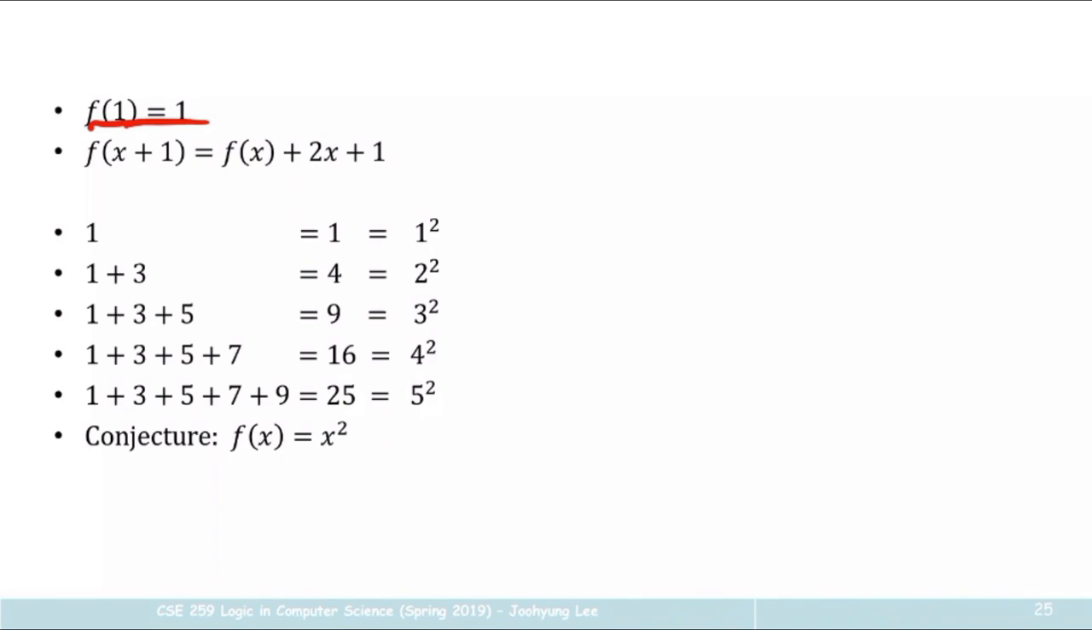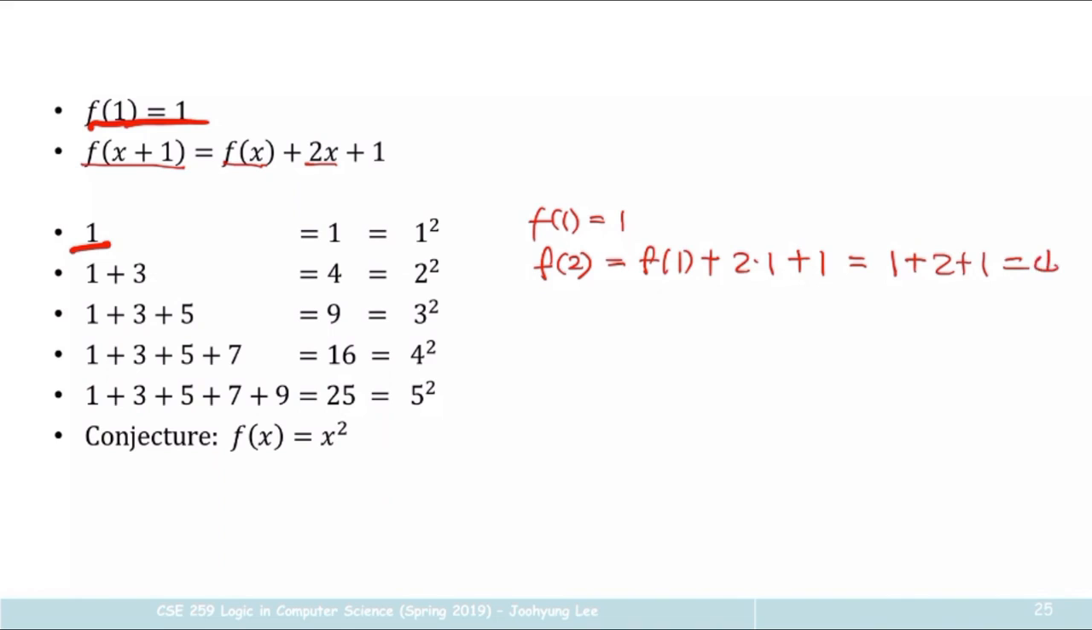If you compute these numbers, f of 1 is 1. Now f of 2 is f of 1 plus 2 times 1 plus 1, which is 1 plus 2 plus 1, which is 4. You can do the same for the other cases. f of 3 is equal to f of 2 plus 2 times 2 plus 1, which is 4 plus 4 plus 1, which is 9. If you do this, you will see that these are the squares.